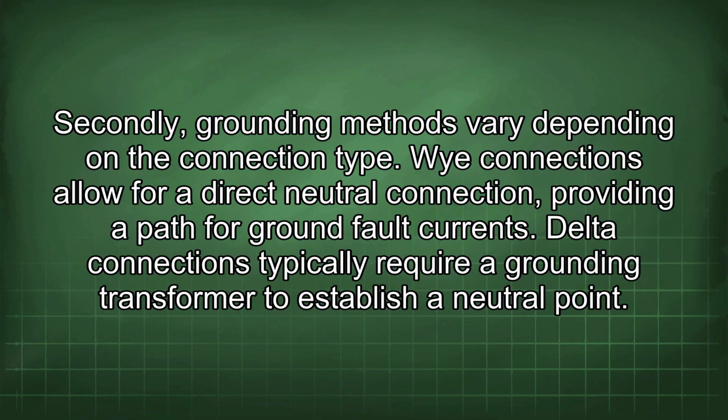Secondly, grounding methods vary depending on the connection type. Y connections allow for a direct neutral connection, providing a path for ground fault current. Delta connections typically require a grounding transformer to establish a neutral point.